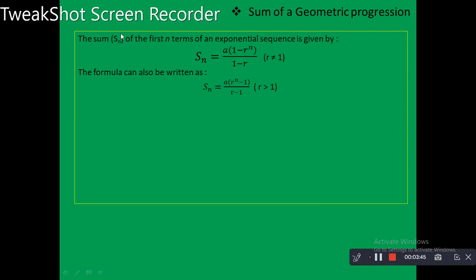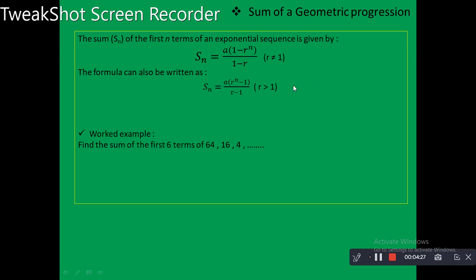The sum, denoted by Sn, of the first n terms of the exponential sequence is given by Sn equal to a, that's the first term, multiplying a bracket of 1 minus r raised to the power n, bracket closed, all over 1 minus r, where the letters have their usual meanings and r is not equal to 1. In a situation where r is greater than 1, the numerator becomes r^n minus 1 and the denominator becomes r minus 1.